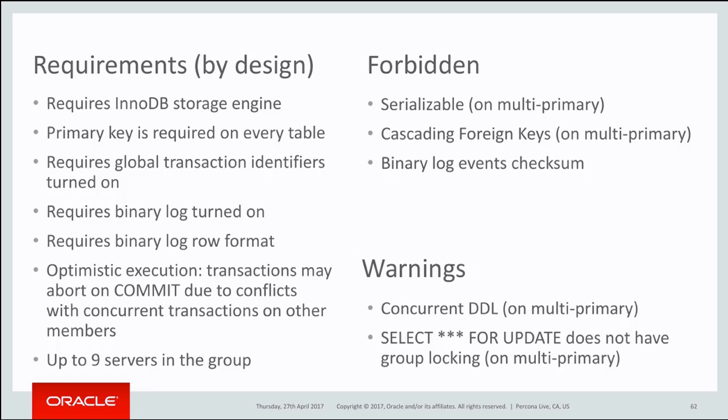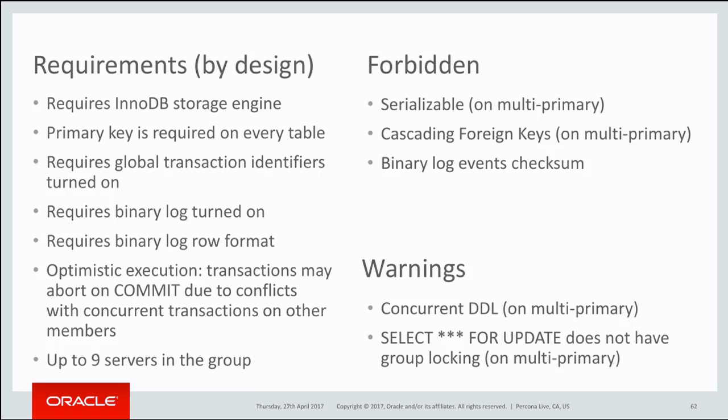Things that are forbidden when we use multi-primary. So we don't have serializable on multi-primary mode. That is mostly impossible. I will not go into details, but if you want, offline I can explain why this is not possible. We don't have cascading foreign keys support on multi-primary, and also we don't have binary log events checksum, though we do have checksums on our communication channels. So one can replace the other.